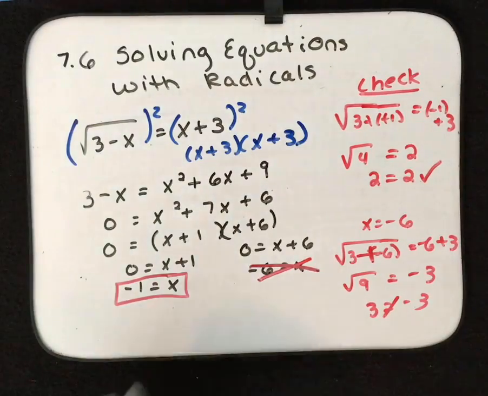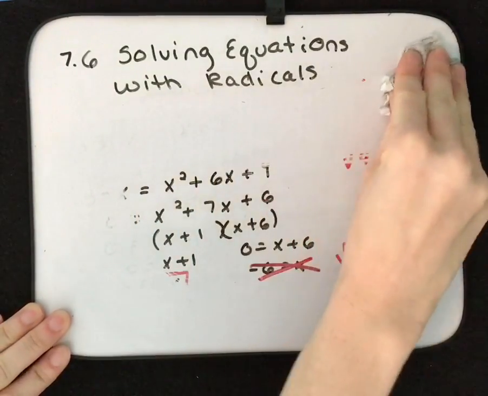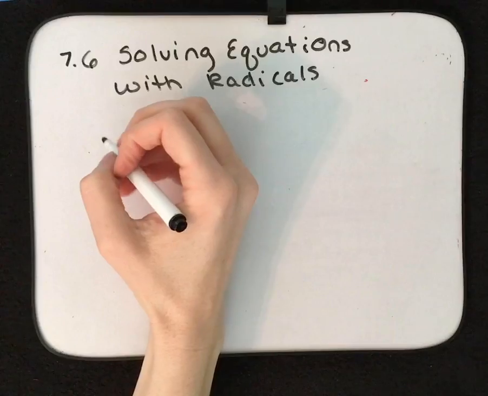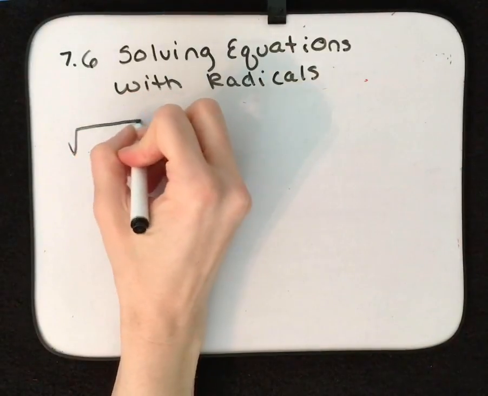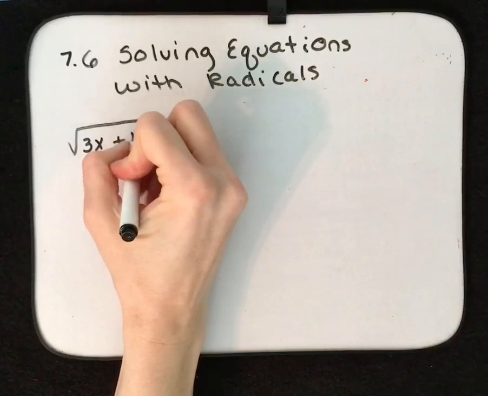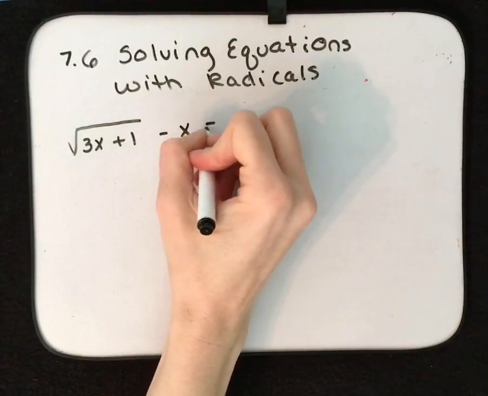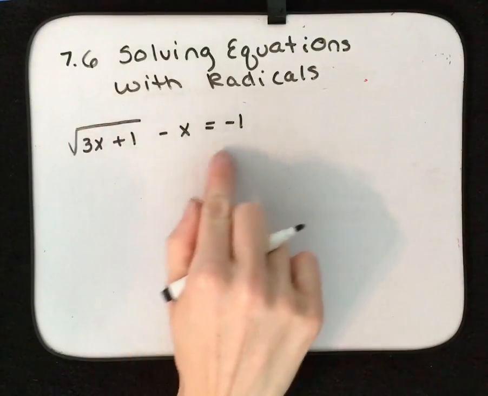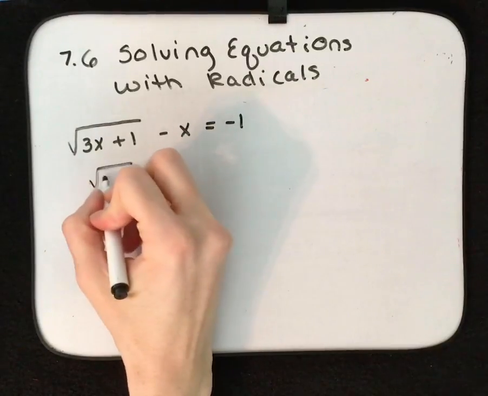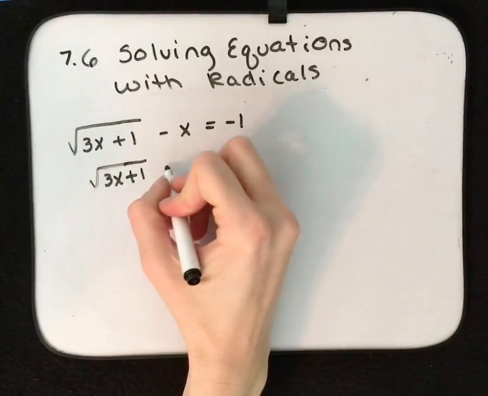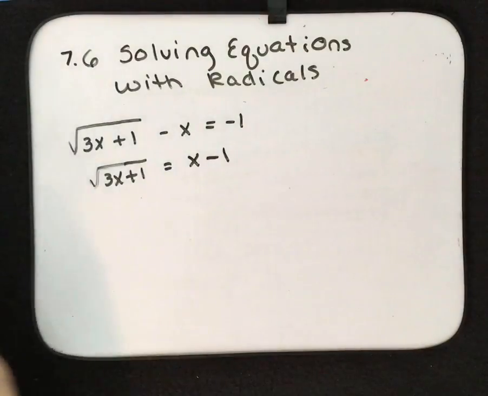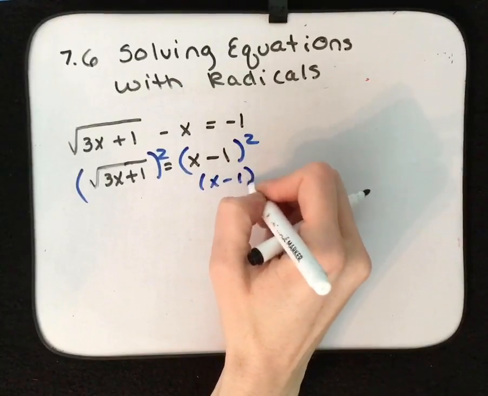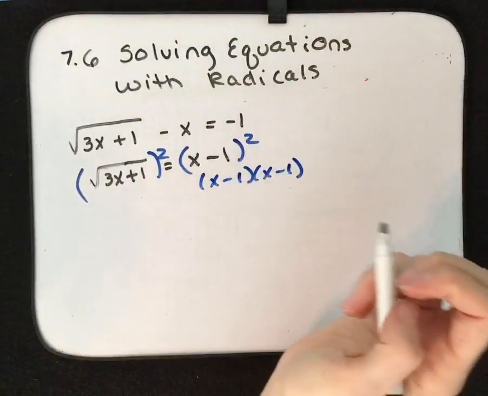Let's try one more. So we have the x right here. Let's get the square root by itself, so let's move that x over. So we'll have the square root of 3x plus 1 equals x minus 1. Now we can square both sides. But remember, that means that we need to FOIL, so we have x minus 1 times x minus 1.